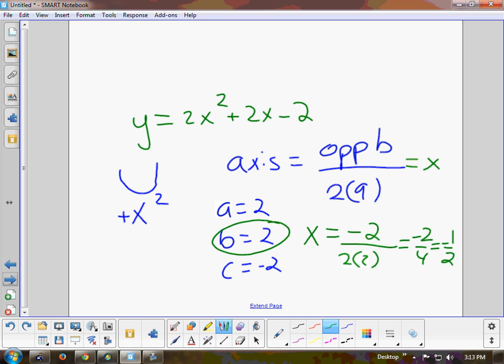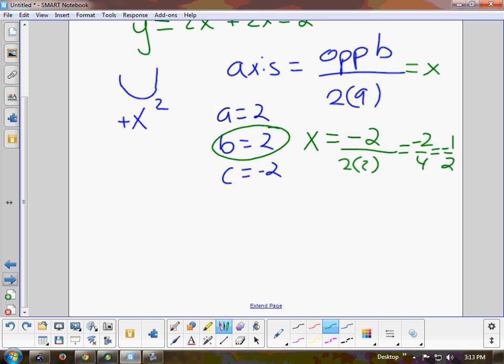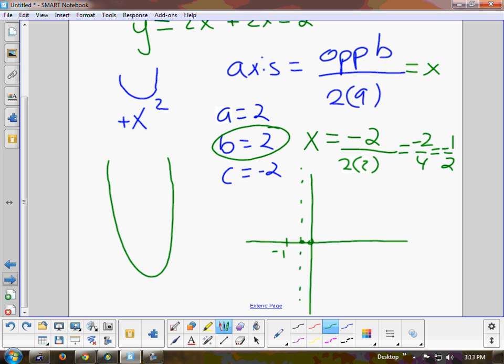Okay, so now we have to find the parabola. Well, we have to find a parabola in the picture that has an axis at negative 1 half, which would be like right here between negative 1 and 0. So that would be the parabola that is centered around that and is also a happy face.